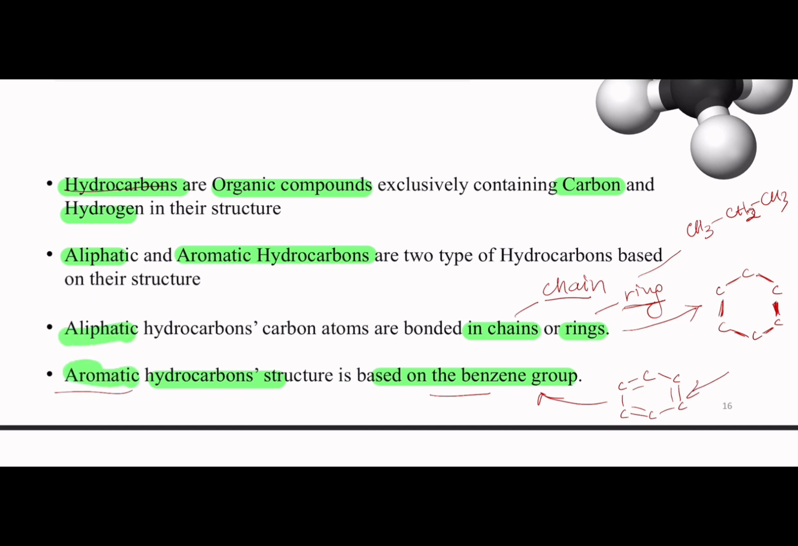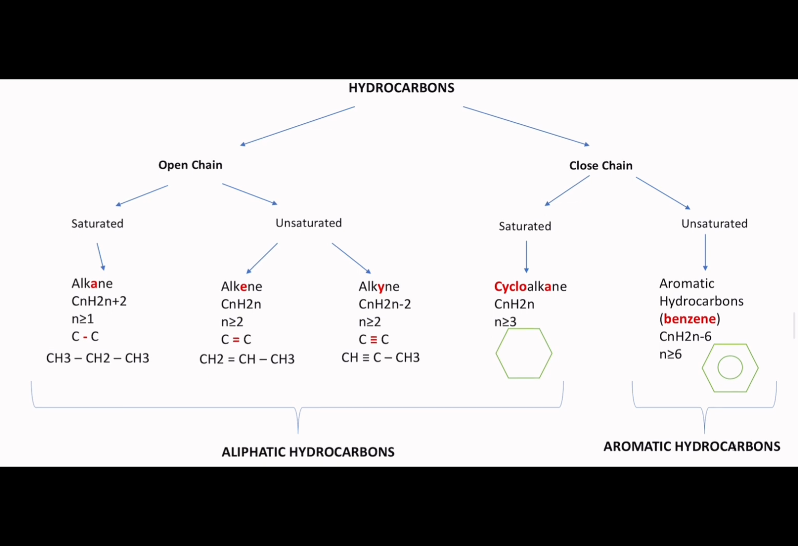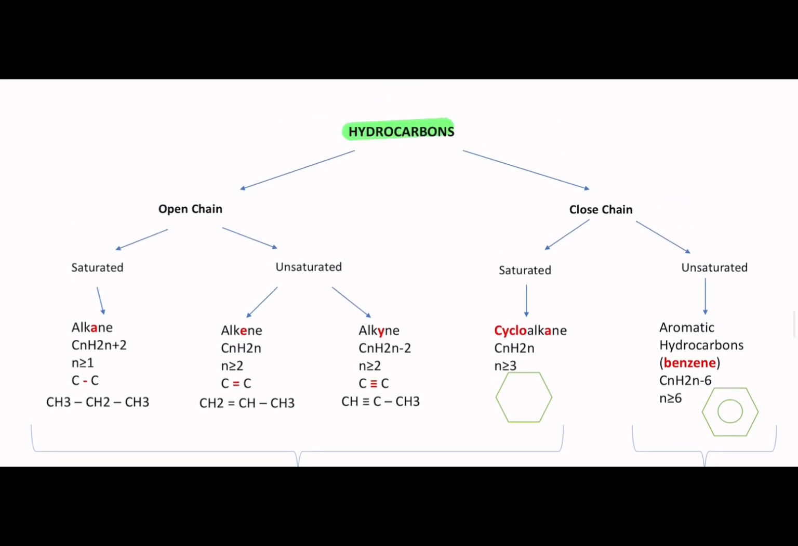Now we're gonna look into this slide. So hydrocarbons, they divide into two: open chain, closed chain. Now you have open chain and closed chain, where in open chain you have saturated and unsaturated ones. Saturated ones means it only has single bonds. So do you remember I showed you propane?